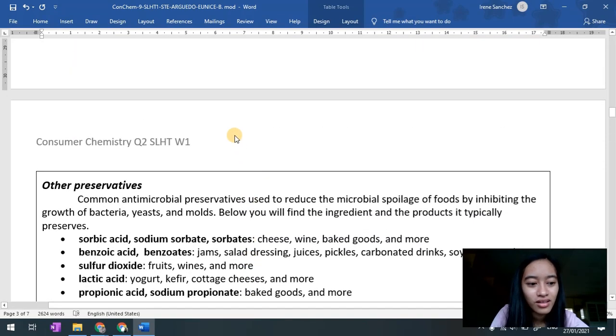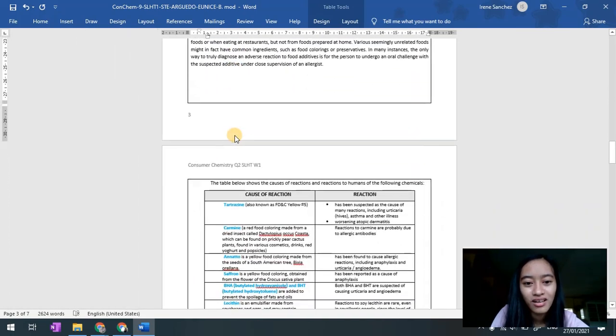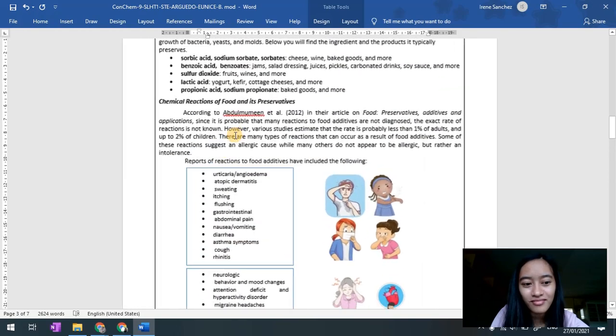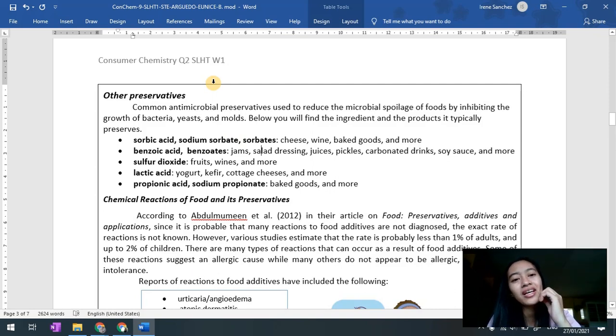Now let's go to the, what page are we? We are at the second to the last page of your reading material. So thank you for reading with me. So, other preservatives now. Common antimicrobial preservatives are used to reduce the microbial spoilage of foods by inhibiting the growth of bacteria, yeast, and molds. Below are the ingredients and products typically used as preservatives. You have sorbic acid, sodium sorbate, sorbates, in cheese, wine, baked goods, and more.